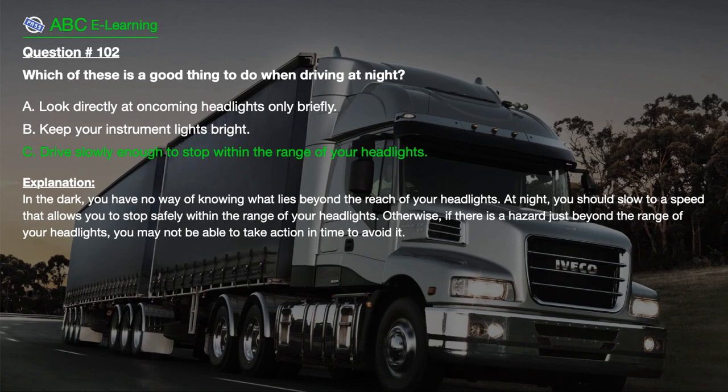The correct answer is here, C. Drive slowly enough to stop within the range of your headlights. Explanation. In the dark, you have no way of knowing what lies beyond the reach of your headlights. At night, you should slow to a speed that allows you to stop safely within the range of your headlights. Otherwise, if there is a hazard just beyond the range of your headlights, you may not be able to take action in time to avoid it.